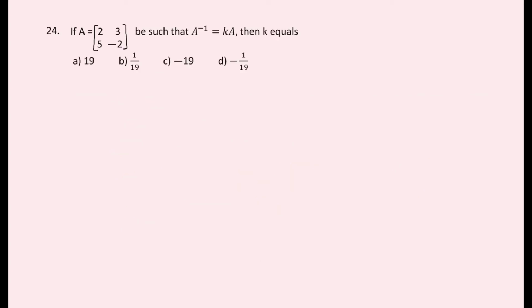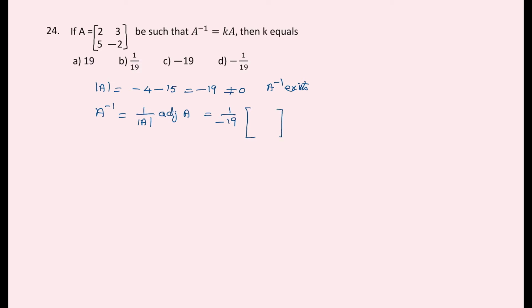Question 24. If matrix A is [2, 3; 5, -2] such that A inverse is kA, then k equals. Let us first find the determinant value of A, which is -4 - 15 = -19. It is not equal to 0, therefore A inverse exists. And we know the formula for A inverse, which is 1 by determinant of A into adjoint of A. 1 upon the determinant value is -1/19.